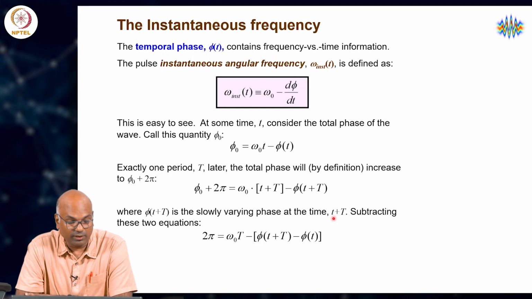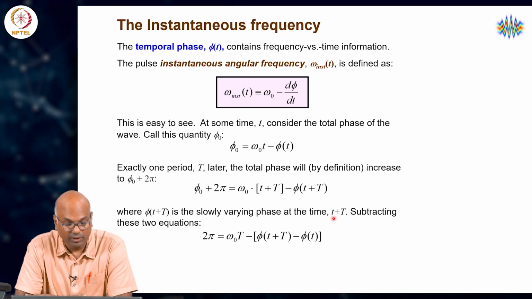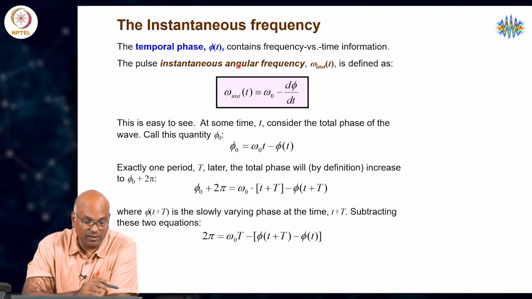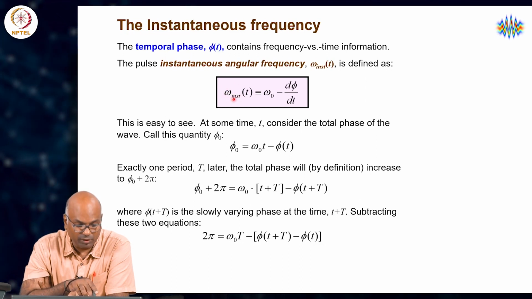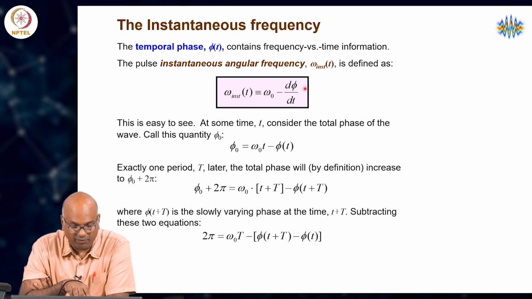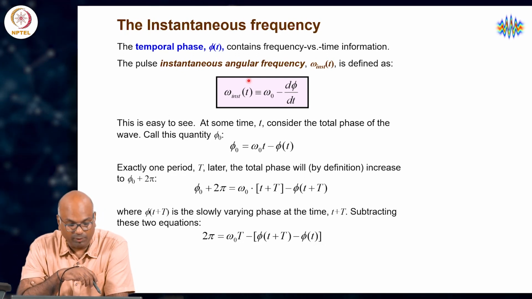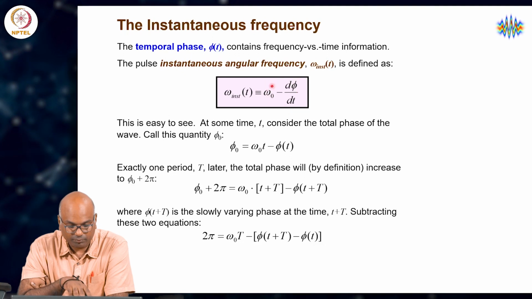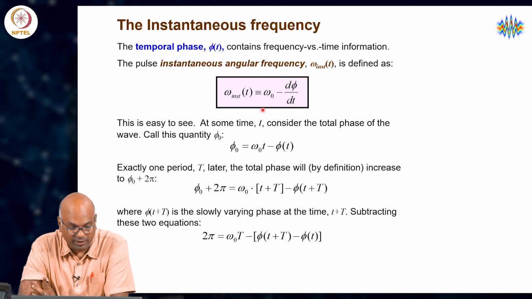If phi of t is the temporal phase and it contains information of the variation of the frequency versus time, we can define an instantaneous angular frequency omega instantaneous, or an instantaneous frequency nu instantaneous, as follows: we take the time derivative of the entire factor which was sitting in the argument to the complex exponential function in the time domain, that is omega naught t minus phi of t. So, take the derivative of that and we obtain omega naught minus d phi by dt, right.